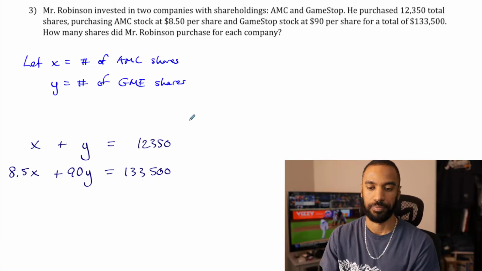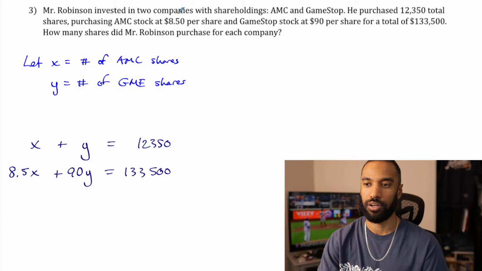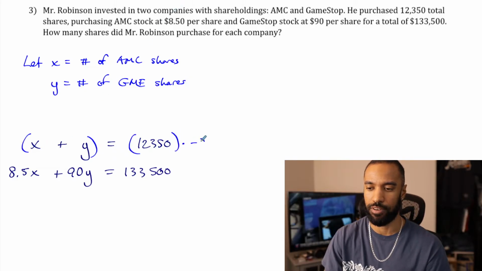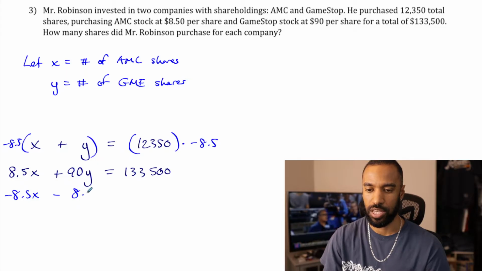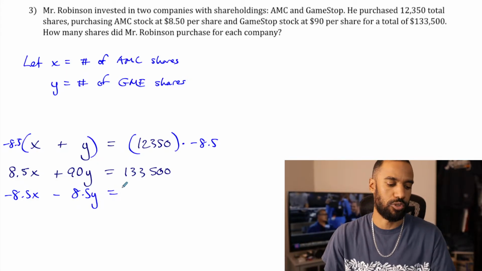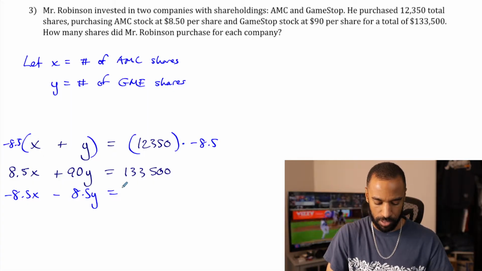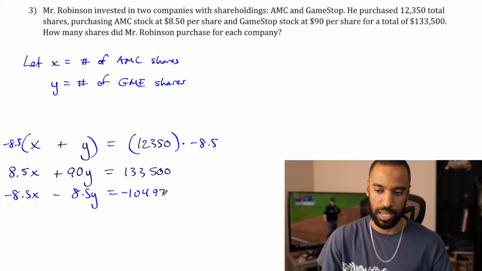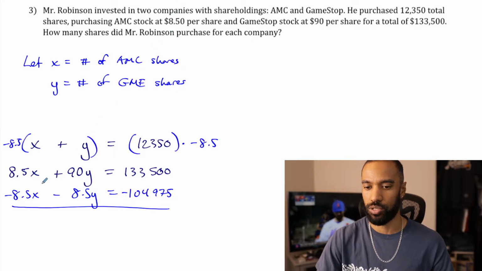Okay, this time let's try this just in keeping the decimal. I'm definitely going to have to use a calculator ultimately for that, but let's multiply this whole top equation, say, by negative 8.5. Negative 8.5 here, negative 8.5 here. So we'll get negative 8.5x minus 8.5y. Let's multiply that and use this calculator because you know what I'm going to do. Negative 8.5 times 12,350. And I'm getting negative 104,975. When you combine like terms here, these cancel down here.